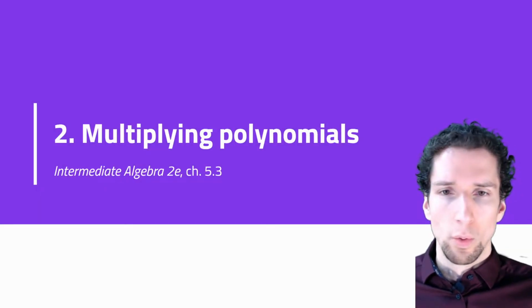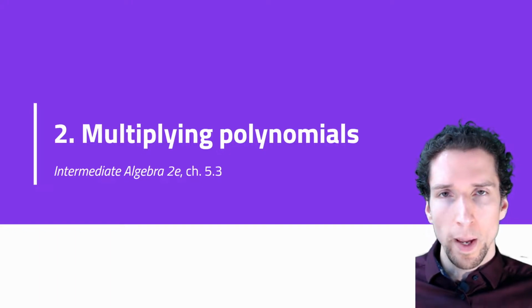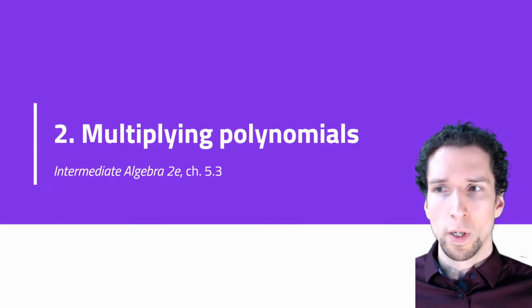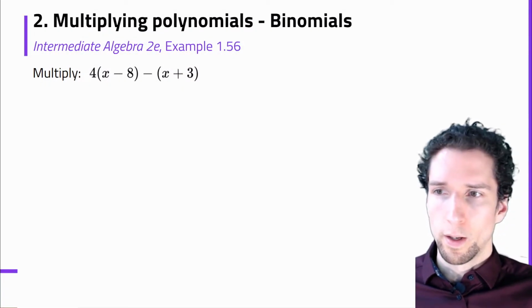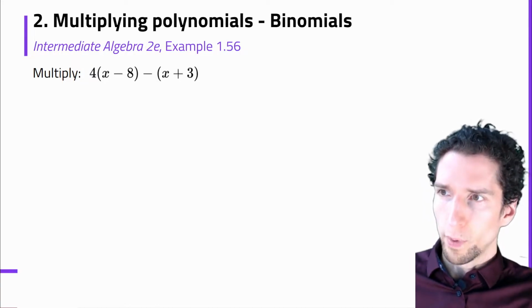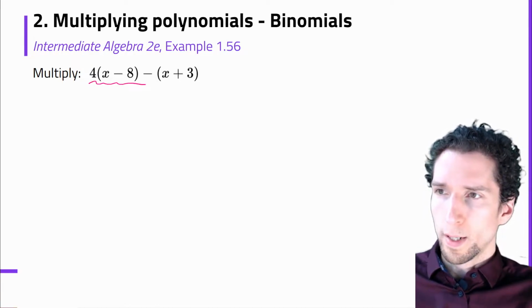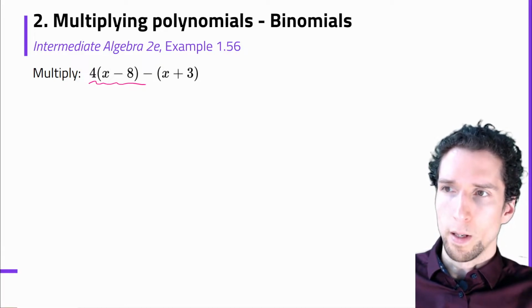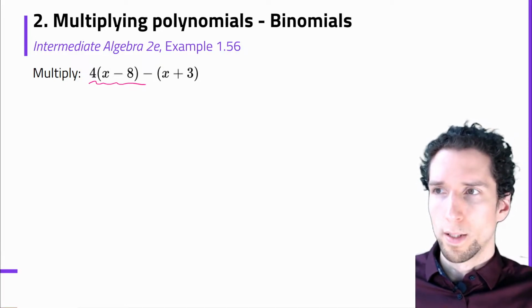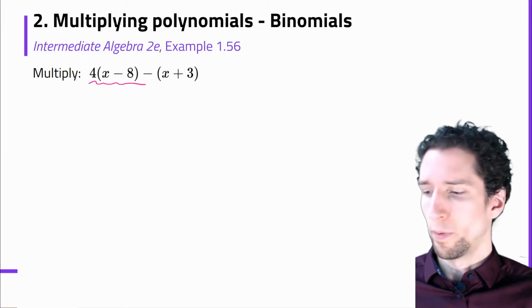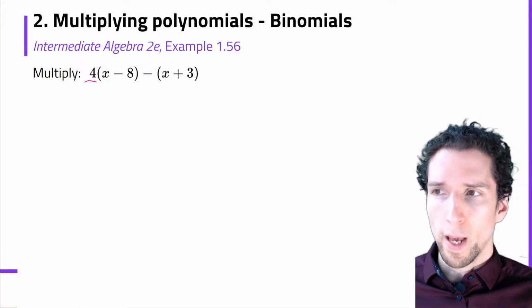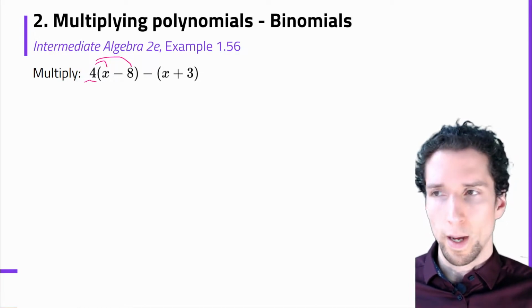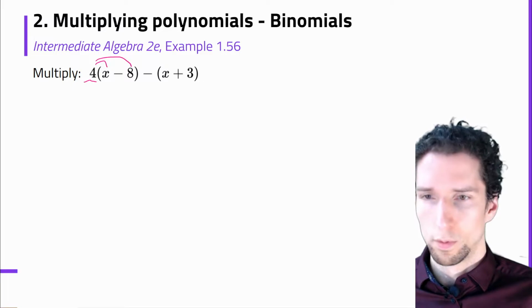Okay, so the expanding practice we will be doing is all regarding multiplying polynomials together. So things like this, for example. If we have 4 times x minus 8 and that minus x plus 3. So let's expand and then simplify. So the basic process is we just take the thing on the outside and multiply it by each thing on the inside.